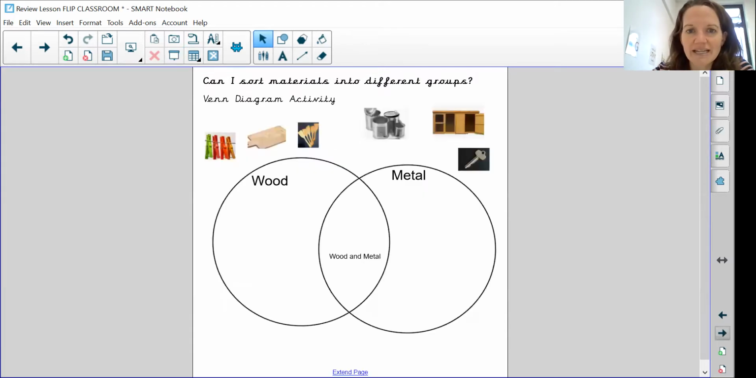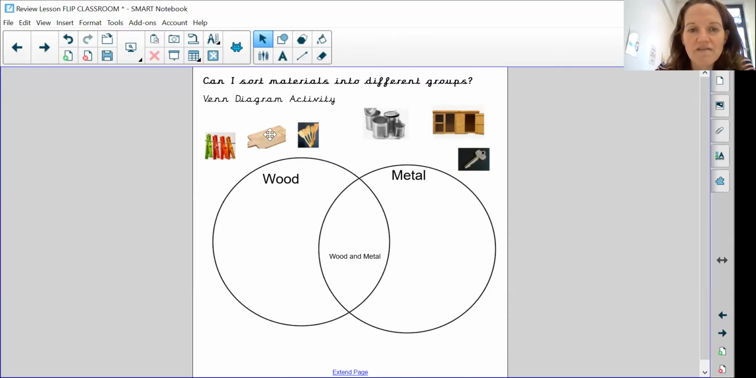Now, the next activity that we learned was sorting objects into a Venn diagram. So here I have some objects and I have my Venn diagram. This side are things made of wood. This side, things made of metal. And in the middle is wood and metal.